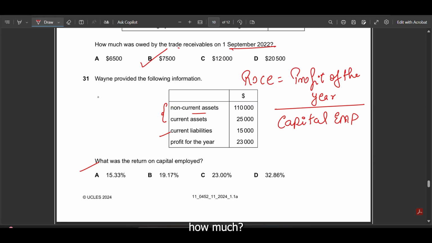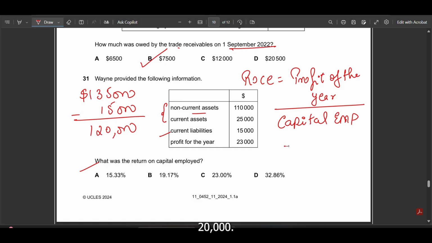So total assets is how much? 1,35,000, minus your current liabilities, because total assets includes the entire assets. We have to subtract the current liabilities, that is 15,000. If we subtract 15,000, the answer would be 1,20,000. So my total capital employed would be 1,20,000. So this ROCE is nothing but a percentage. They are asking you to calculate the profit percentage of your total capital employed.